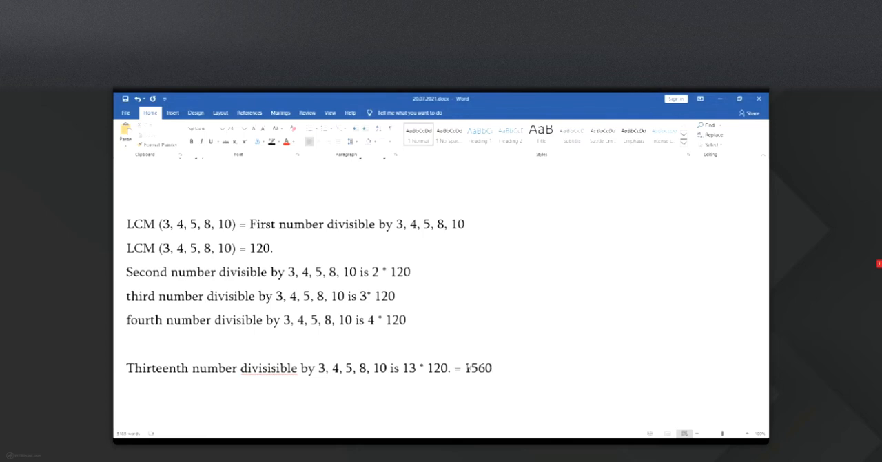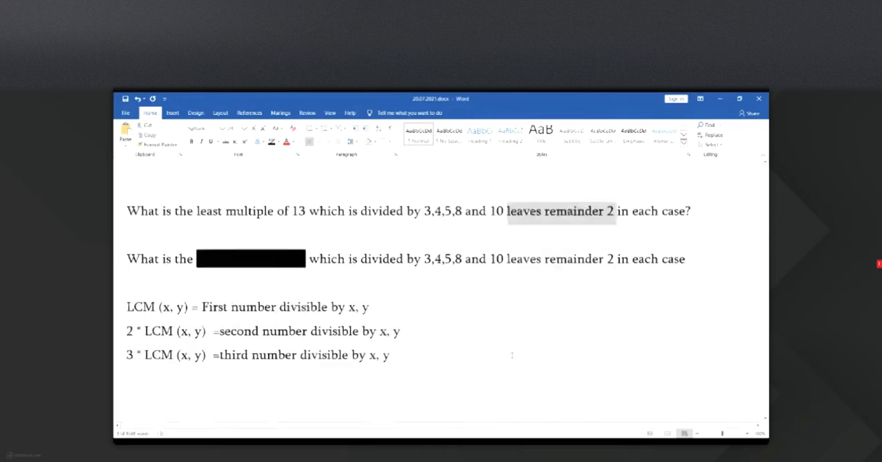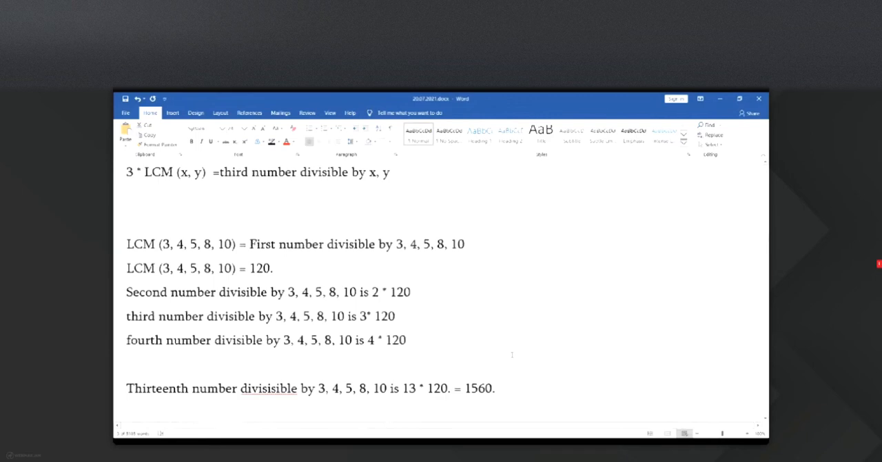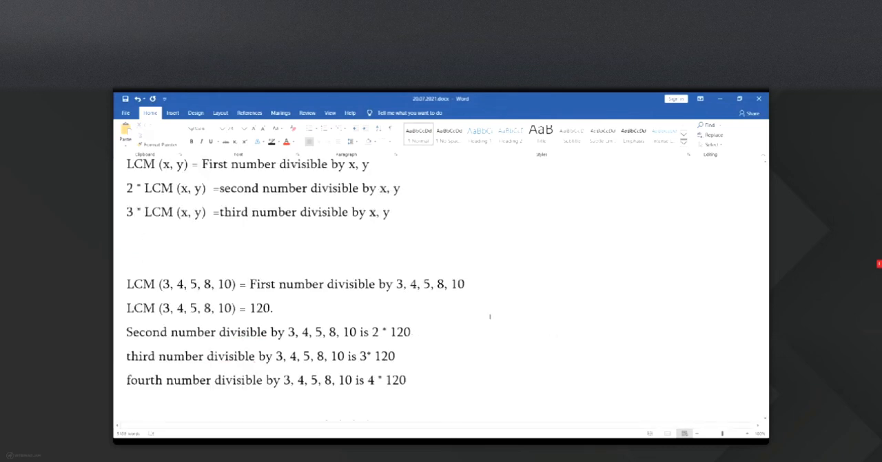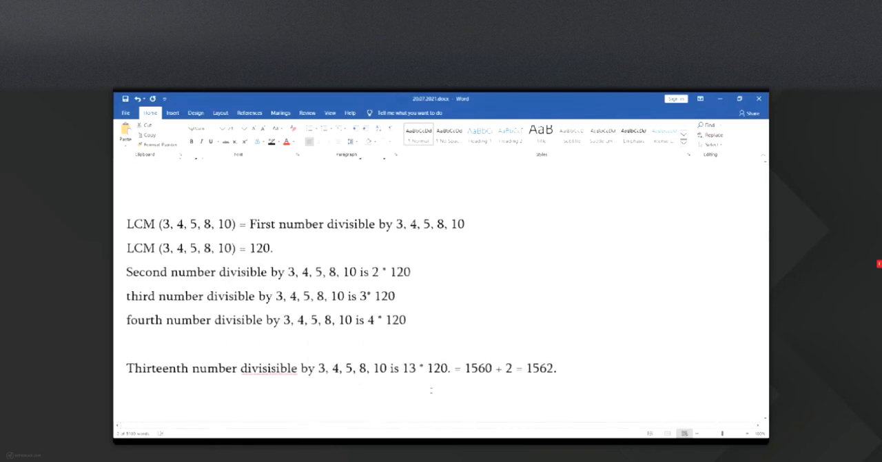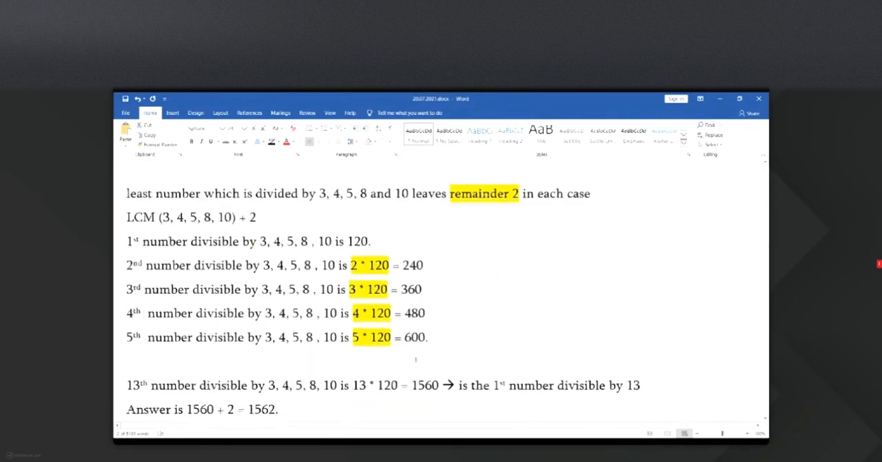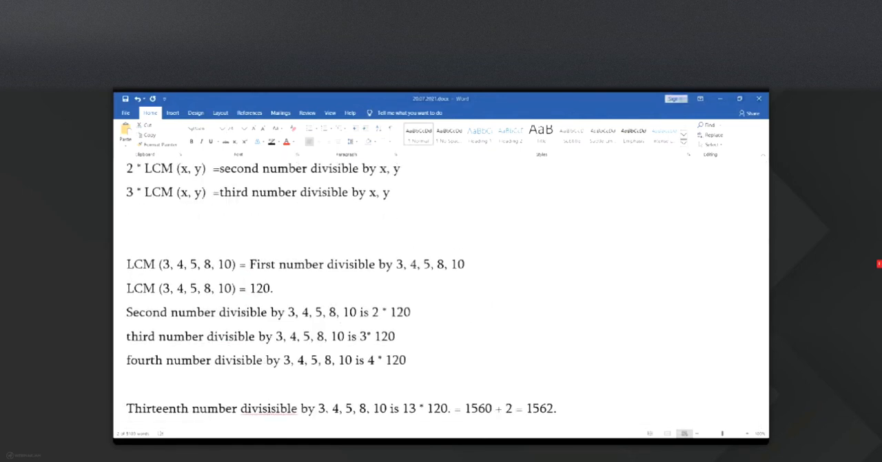1560, and obviously, but this is not the answer. The question is will give a remainder of 2 in each case, right? So you have to add 2 to this. You'll get 1562. So 1562 is the least multiple of 13, which is divided by 3, 4, 5, 8, and there is remainder 2 in each case. So the answer is 1562. Okay. So you can see here, 1562. Yeah, 1562 is the correct answer.